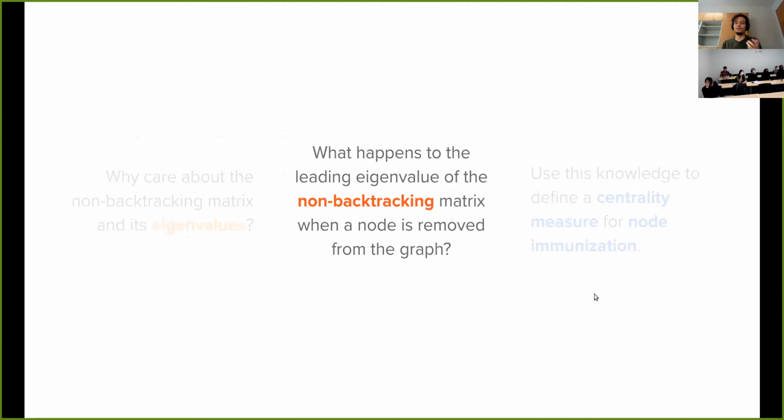But for now, let's think about this epidemic threshold that's related to the leading eigenvalue, because that leads us directly to our research question, like I said at the beginning. What happens to the leading eigenvalue and therefore to the epidemic threshold when you remove a node from the graph, when you immunize a node against the spread of disease?